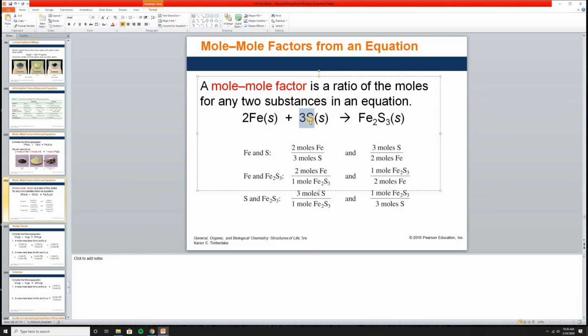Not 3, but 6. Since we know 2 moles of Fe react with 3 moles of S, then 4 moles of Fe will react with 6 moles of S. So using that molar ratio, it can help you determine the reaction quantity, meaning the reaction ratios, or how much reacts with how much, basically.